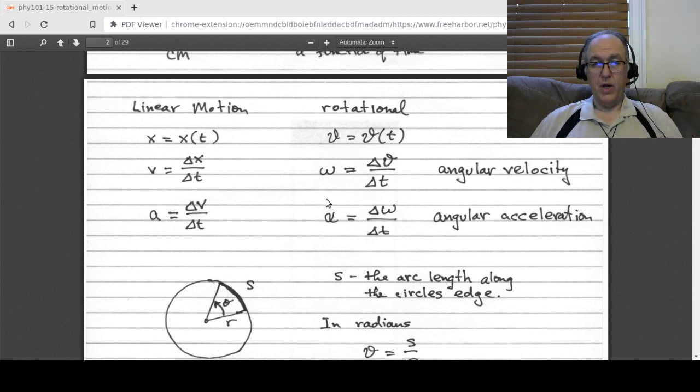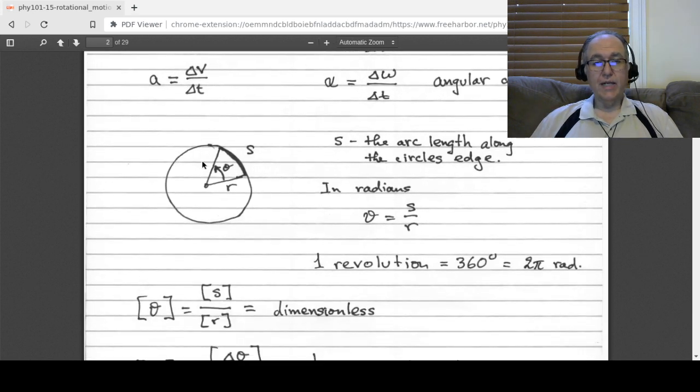So right now, I just want you to see that these are in complete analogy to those. Also, there's a way of relating linear and angular quantities, and we'll be making use of that later. So I need to remind you how you define an angle theta. Now this definition is in terms of radians, all right? So you know that you can work in degrees, you can work in radians, and there's other systems too.